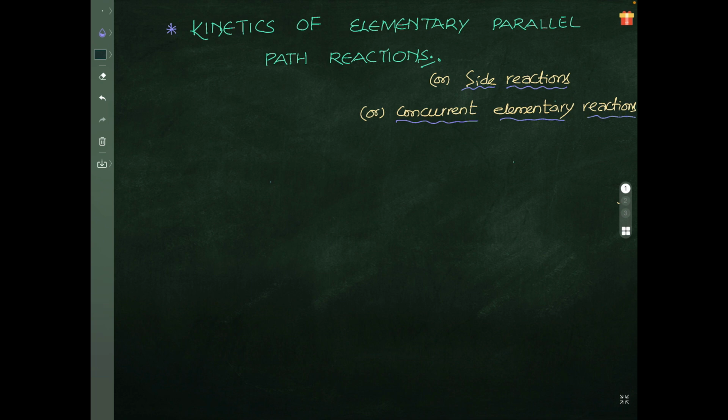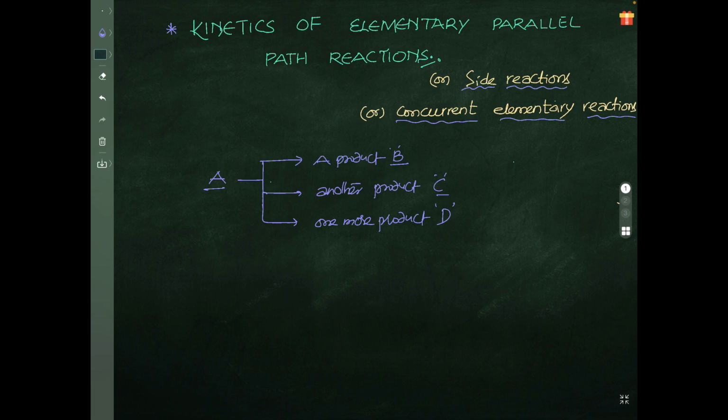What is the meaning of this? Sometimes in some reactions we get more than one product. For example, you are getting a product B, another product C, and one more product D. A is giving you B, C, and D. And the rate constants are given as K1, K2, K3, for example.